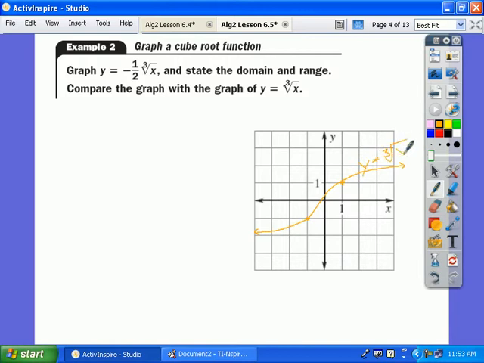And now they give us a negative 1/2. Well, what's the negative sign going to do? We've seen this before. What does the negative do? It's one of our 4 transformations. The negative gives us a reflection. So this gives us a reflection. What does the 1/2 do? Well, that's going to be a stretch factor.